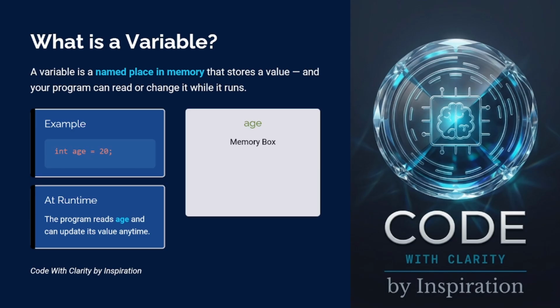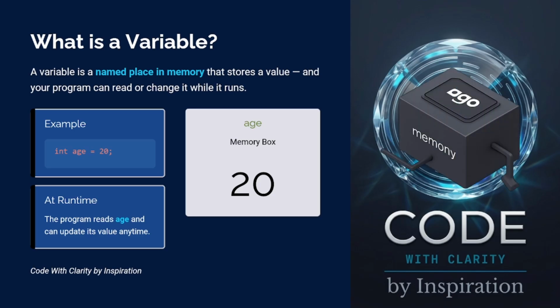But there is one more important thing about a variable. प्रोग्राम रन होने के टाइम हम वेरिएबल की वैल्यू को रीड भी कर सकते हैं एंड चेंज भी कर सकते हैं. फॉर एग्जाम्पल, इनिशियली एज कैन बी 20, later we can update it to 21. So variable is not simply a place where we store data, it is a named memory location whose value can be accessed and updated while the program runs.